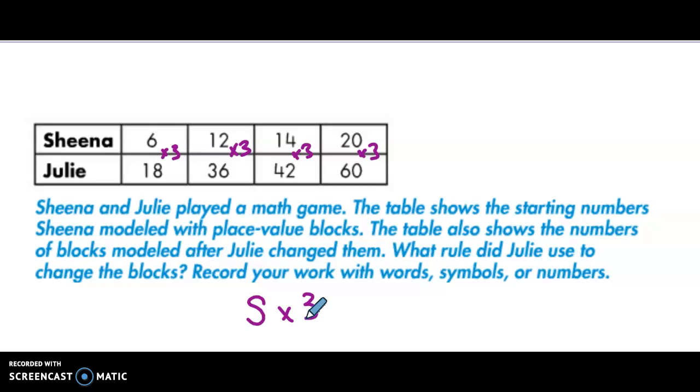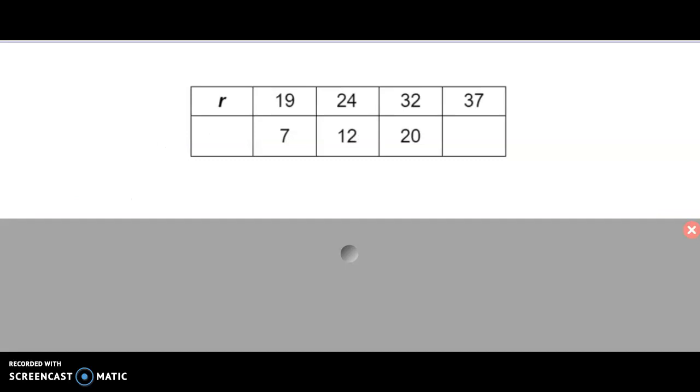If we wanted to write this as an equation, it would be Sheena times 3 equals J for Julie. But we're focusing more on expressions. Just remember, expressions are when we don't have an equal sign and we don't have an answer going with it. So it's just an expression, no equation. Okay, so let's look at one more.